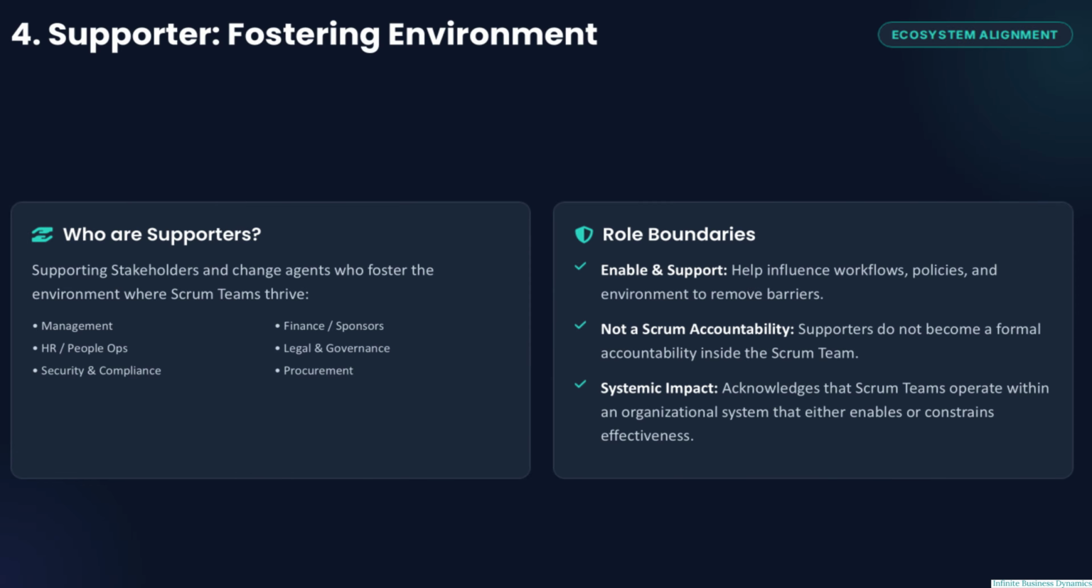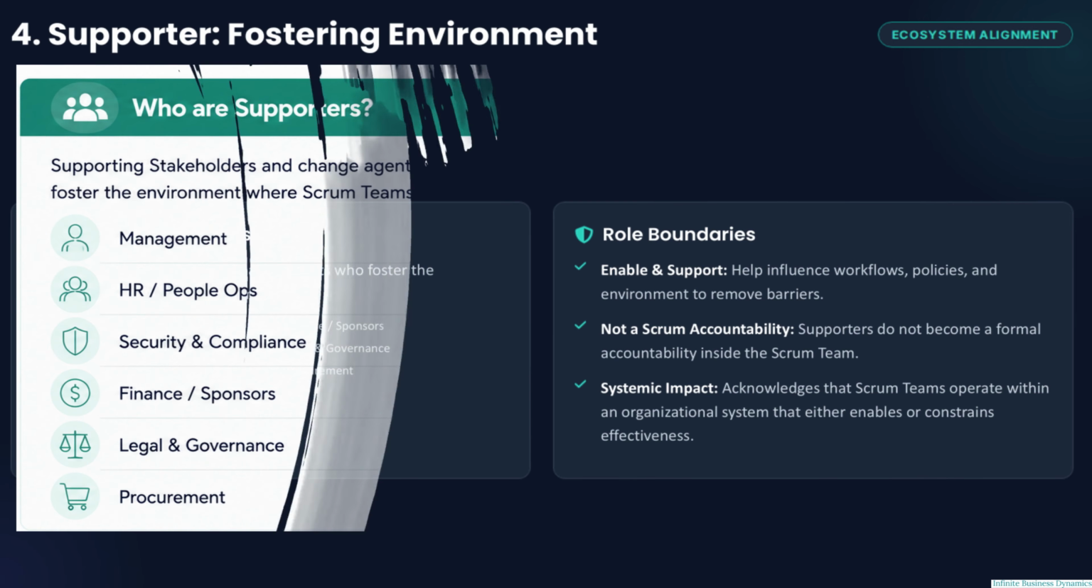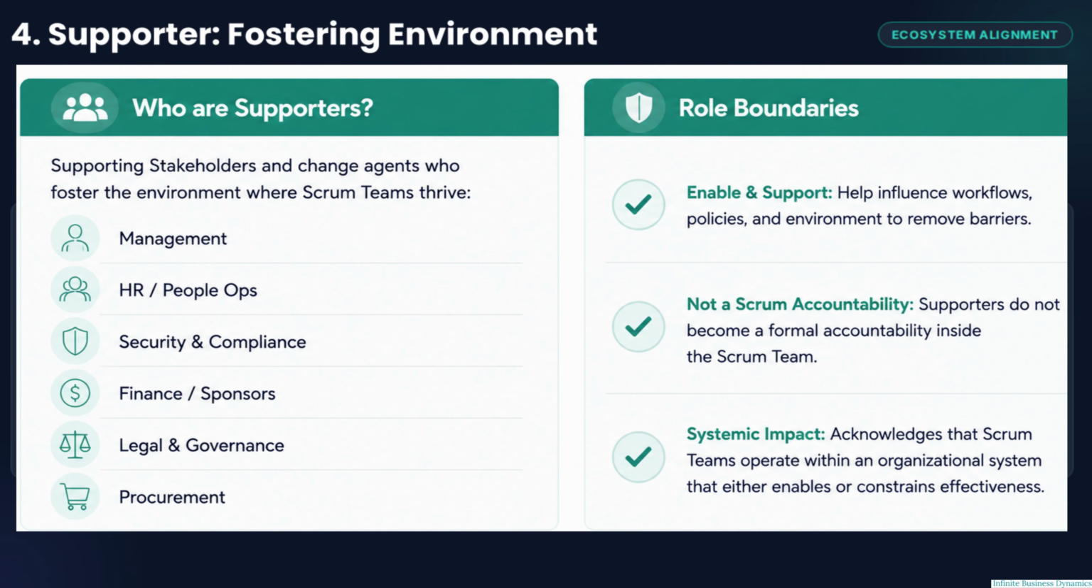As we move from the capabilities within the Scrum team to the environment around it, we also need to recognize the people who influence that environment. Supporters are stakeholders and change agents who help create the conditions in which Scrum teams can thrive. They may come from management, HR, finance, legal and governance, security and compliance, procurement, or other organizational functions. Their role is to enable and support the Scrum team by influencing workflows, policies, and the broader environment to remove barriers. However, supporters do not become a formal Scrum accountability simply because they support the team.